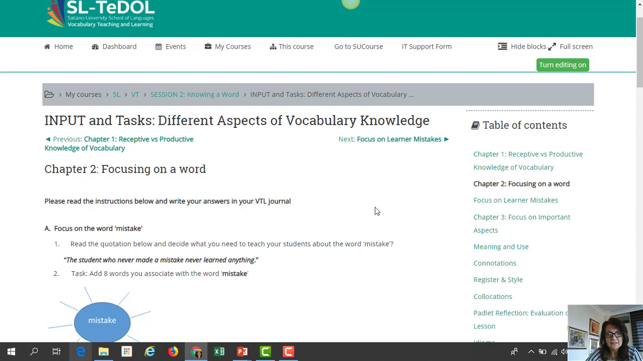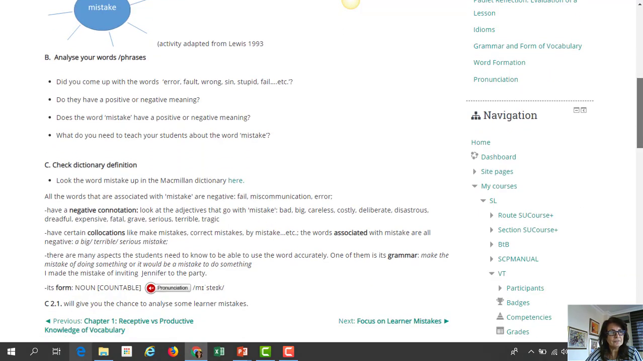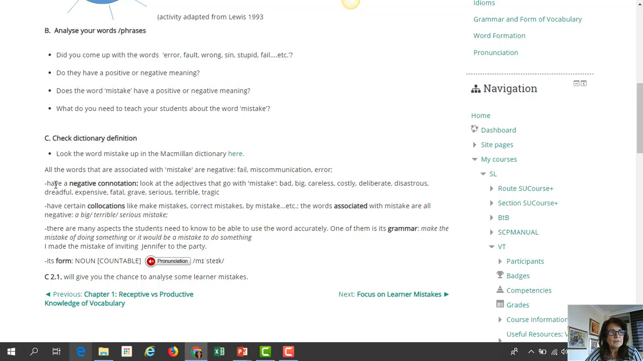Okay, hello again. In chapter 2, focusing on a word, we started with the word mistake, and you looked at certain words that go with mistake, and then you analyzed them, and then you checked with the dictionary. You looked them up in your dictionary, and you noticed that it wasn't very easy to use the word mistake accurately in productive use. For example, it usually has a negative connotation. So the students should know that they cannot use mistake for anything.